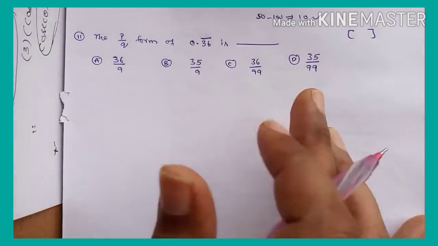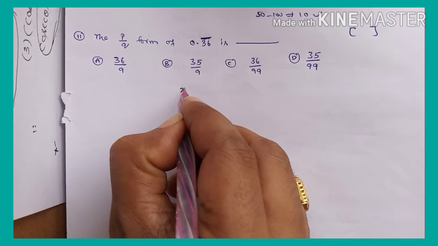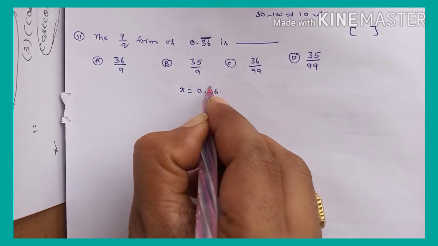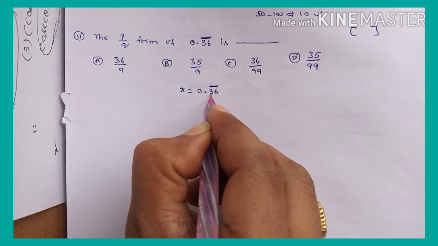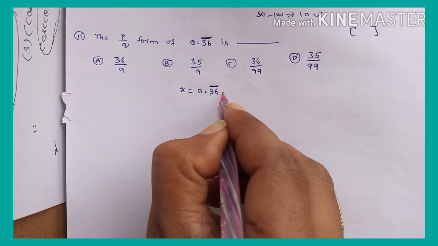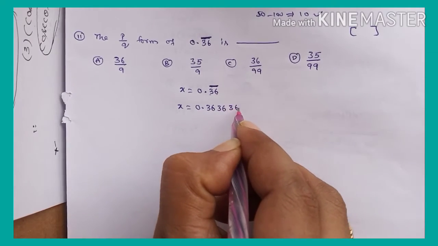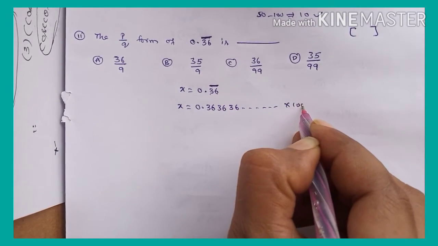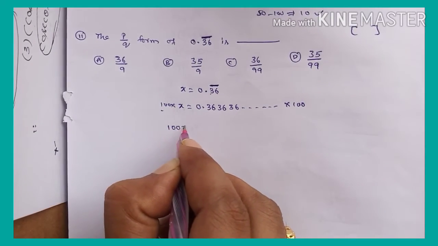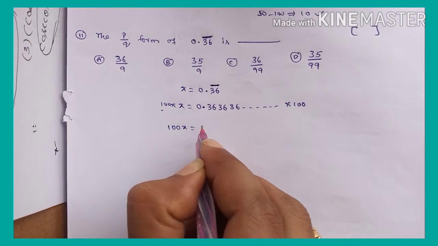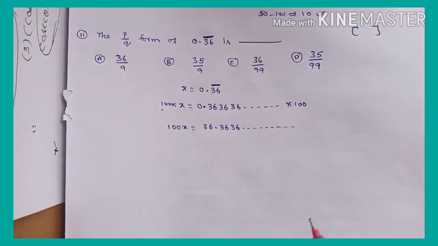Now the next bit: the p by q form of 0.36 bar. Let x be equal to 0.36 bar. After the decimal point, 2 places have the bar, so you have to multiply with 100. x is equal to 0.36, 36, 36 and so on. Multiply with 100 on both sides: 100x. The point shifts 2 places, giving 36.36, 36, 36 and so on.